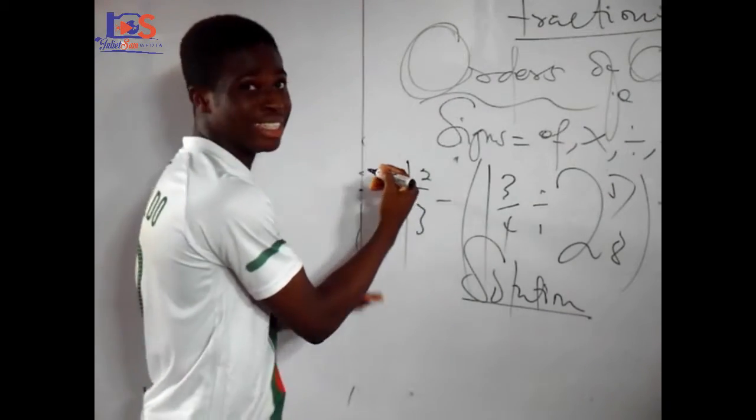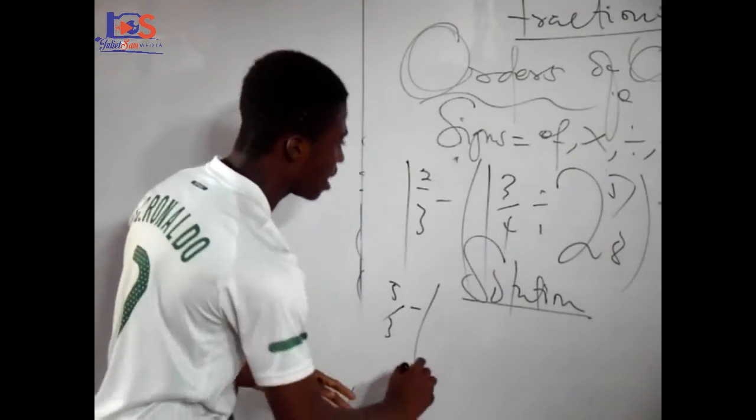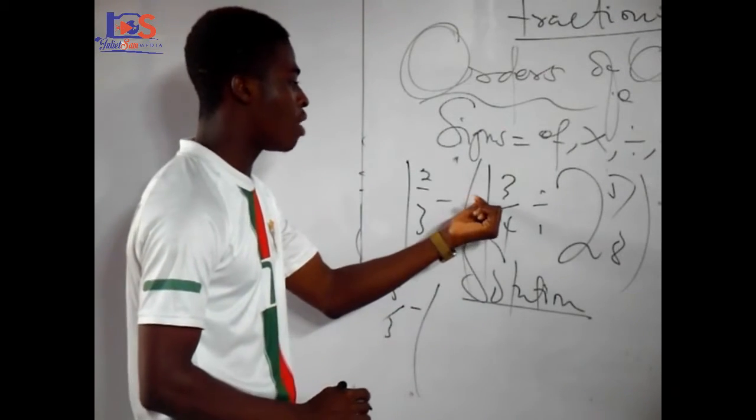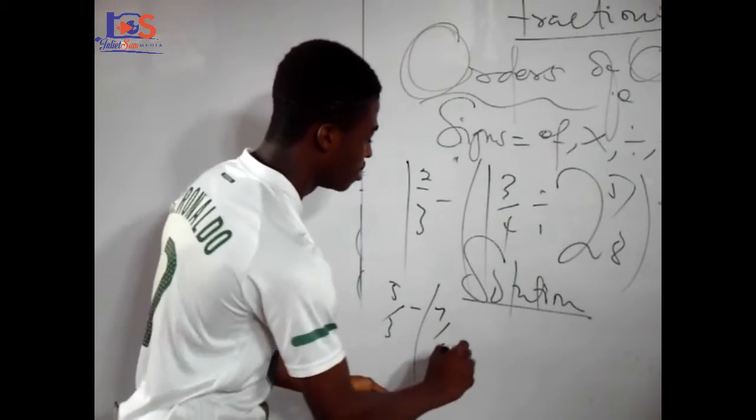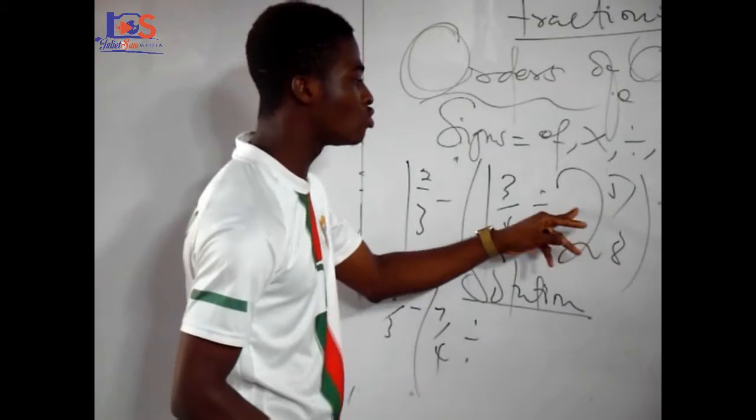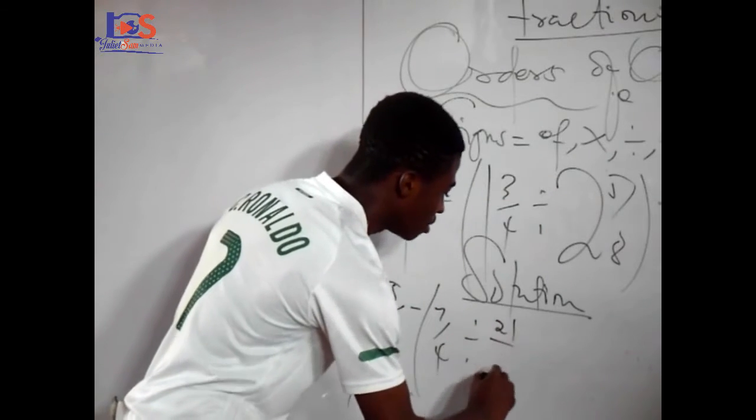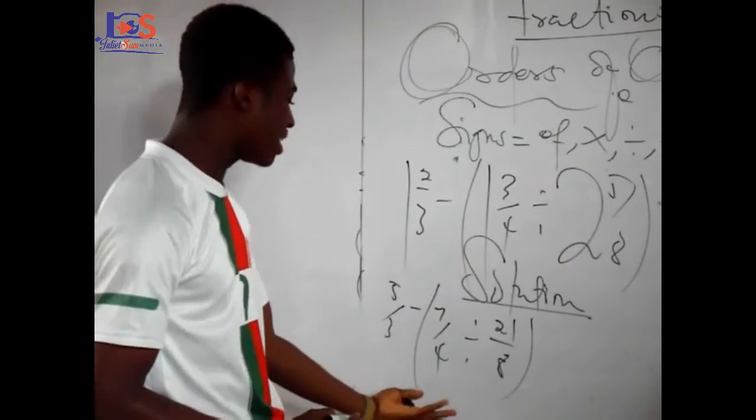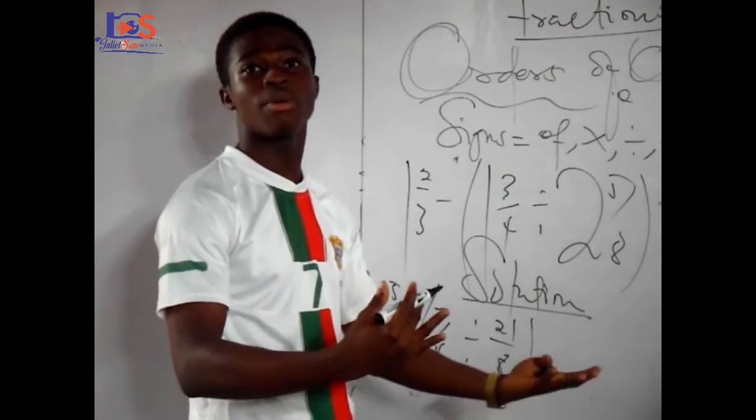3 multiplied by 1 is 3, plus 2 giving you 5 over 3, minus, in the bracket, 4 times the whole number 1, which is 4, plus 3 giving you 7, 7 over 4, divided by 8 times 2 is 16, 16 plus 5 is 21, 21 over 8. We are done changing our mixed fractions into improper fractions.